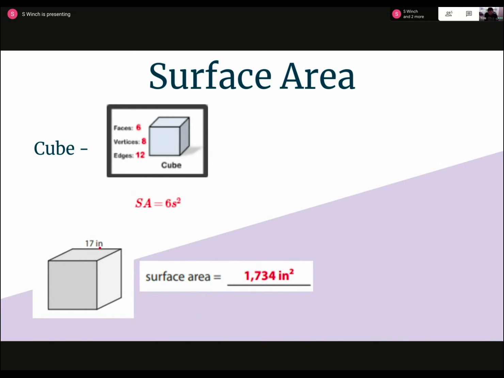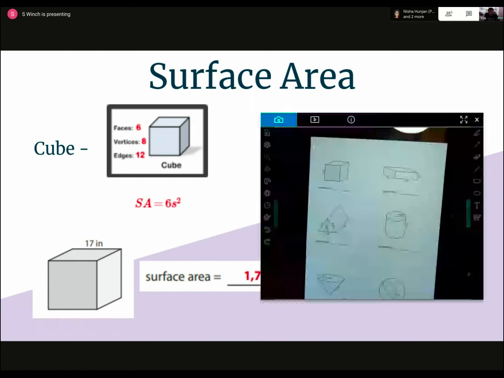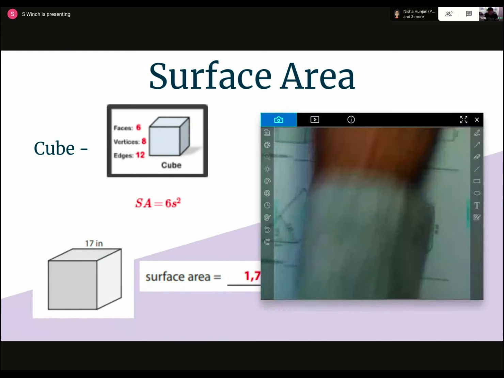And we know the area of a face of the cube is base times height. So therefore, here we've got 17 squared, which of course would give us 289. Then if you multiply 289 by 6, okay, that's why we've got the answer here, 1,734.